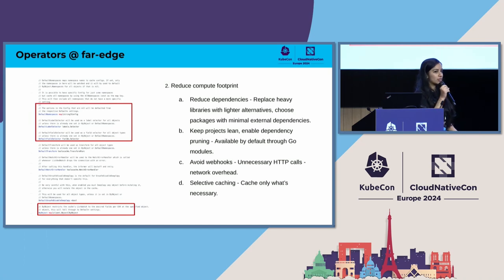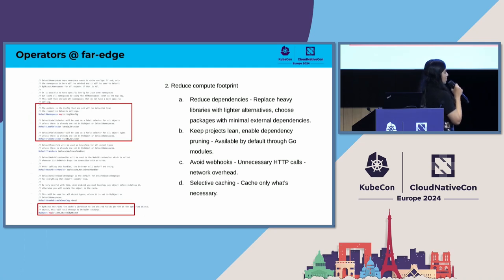And this is something which Go kind of gives us. I think Go 1.11 is when Go modules started. So pruning is easier, but if you're developing an operator in any other language, it depends on you to ensure that the right dependencies are only added and the unnecessary ones are pruned.